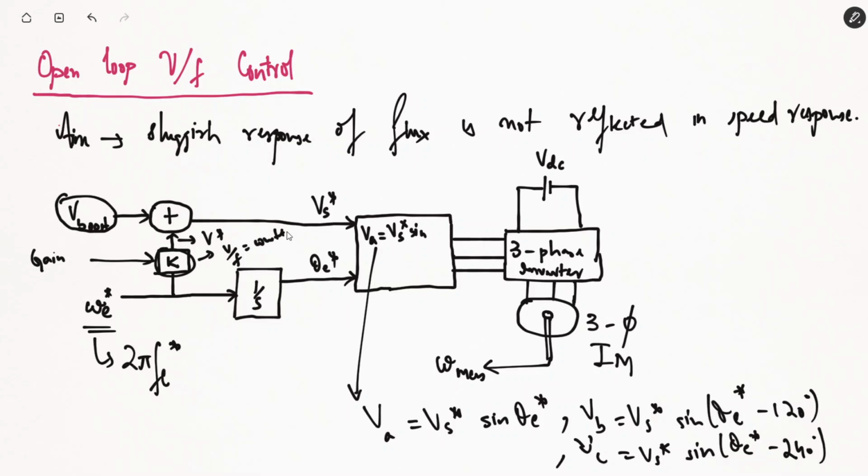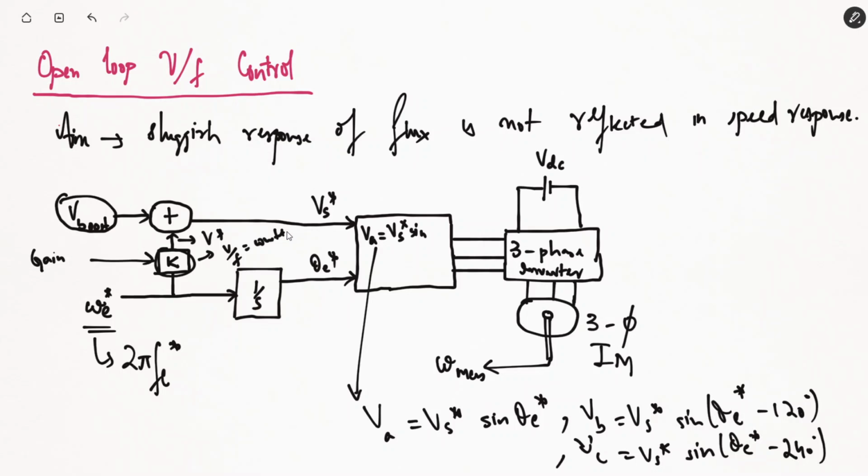Fine. So if there is any change in frequency, the gain K will make sure that the voltage also changes simultaneously such that the ratio V by F remains constant, such that the flux in the system remains constant. So if there is any change in the frequency, accordingly voltage will also be changed. If we are increasing frequency, voltage will increase. If we are decreasing frequency, the voltage will decrease such that this ratio V by F remains constant.